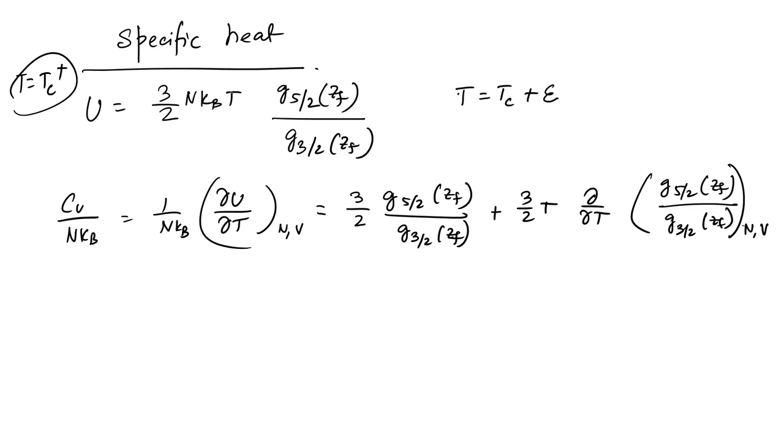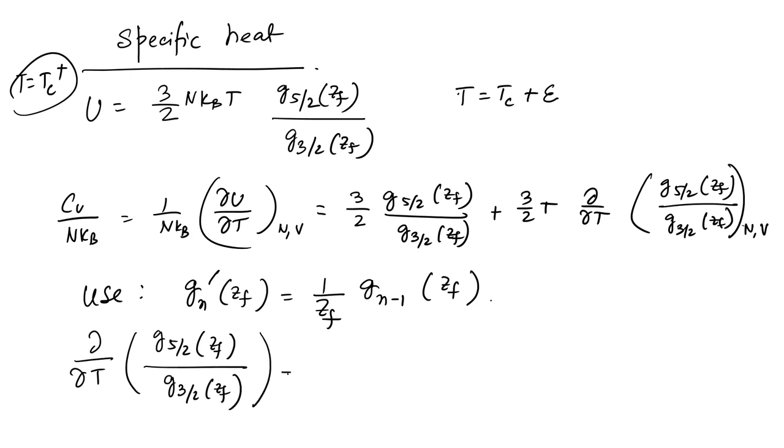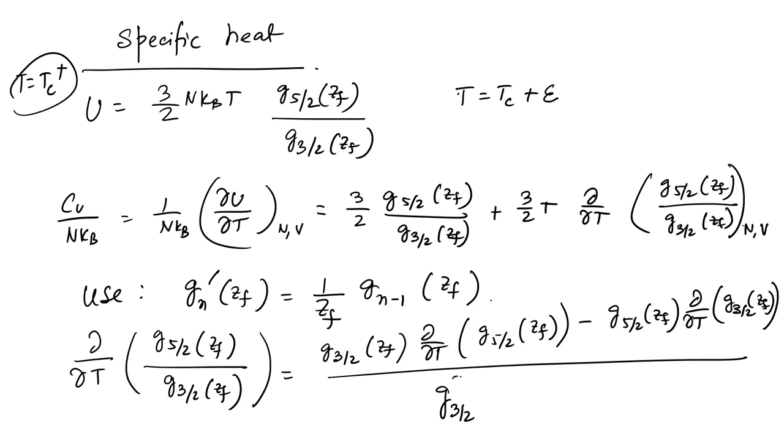The first term is due to taking a derivative, which is linear in T. Now use a formula which can be derived in the tutorial. The derivative of these Bose-Einstein integrals is nothing but 1 by z_F g_{n-1}(z_F). Okay. So if you use this, then this second term can be easily evaluated, and this is equal to g_{3/2}(z_F) del del T of g_{5/2}(z_F), I'm just doing the U by V form, minus g_{5/2}(z_F) into del del T of g_{3/2}(z_F), and this whole divided by g_{3/2} squared (z_F).